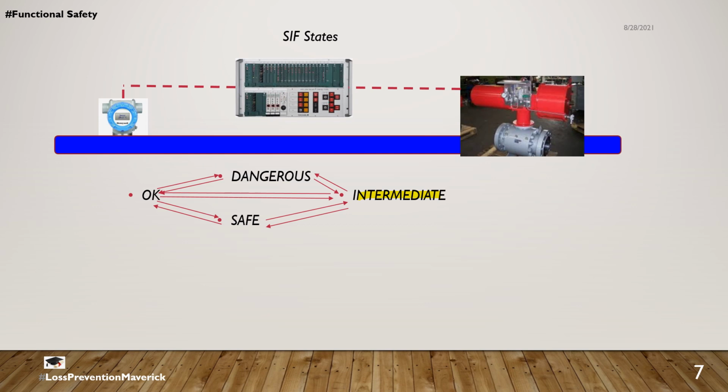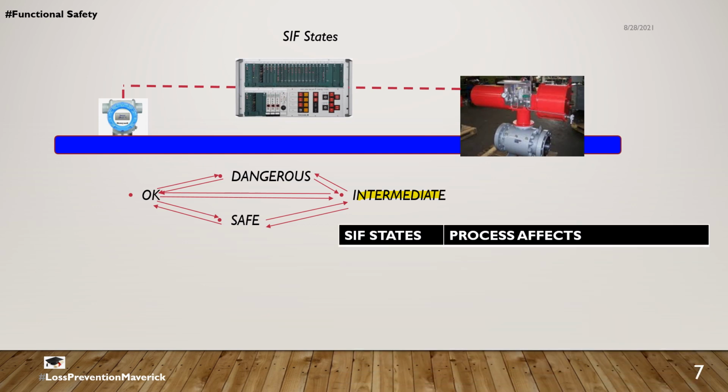So now let's look into how these states translate into the process, or how they affect the process. Ideally, our SIF is to ensure that our process is safe. So what is the correlation between the SIF states and their effect on the process? Let's see. So what is an OK state? An OK state is when a system has been commissioned after the site acceptance test, so now we know that the process is available and is protected.